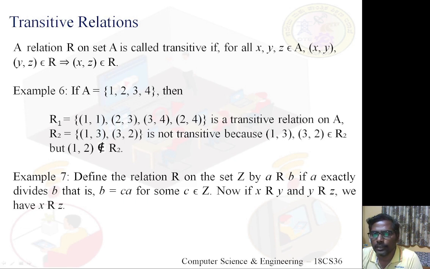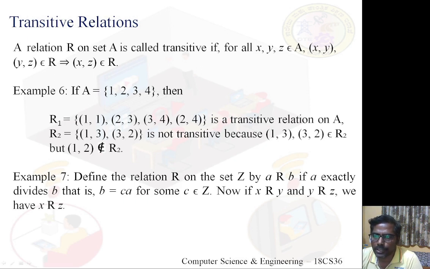So to call a relation R transitive, if there are two pairs of the form x comma y and y comma z, there should also be a third pair of the form x comma z. Let us have a look at example 6. Here we are given a set A with 4 elements: 1, 2, 3, 4, and I have given two relations R1, R2.